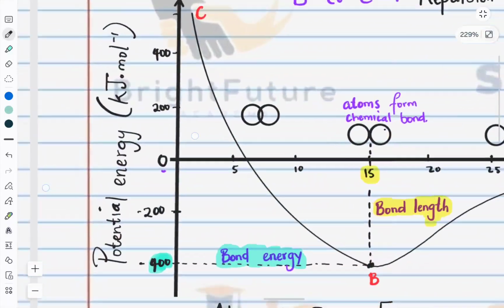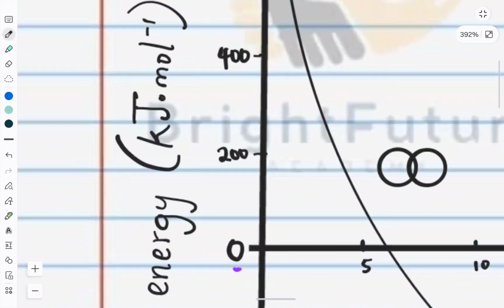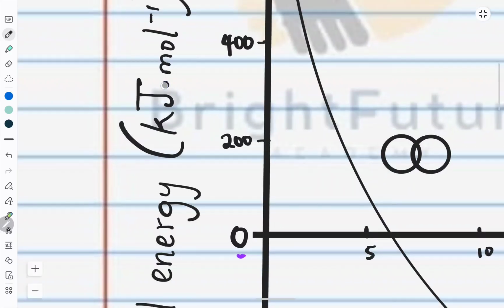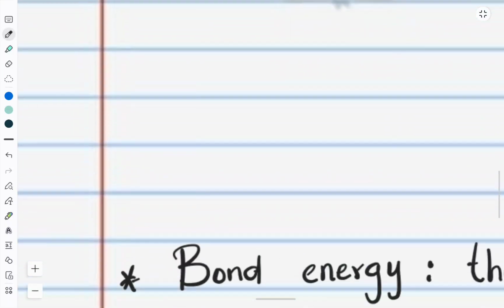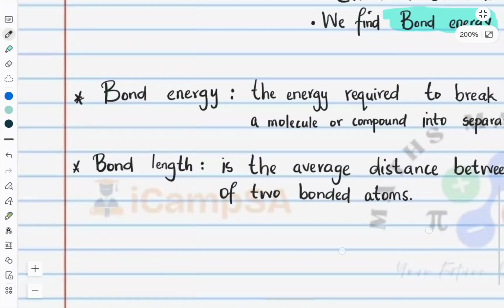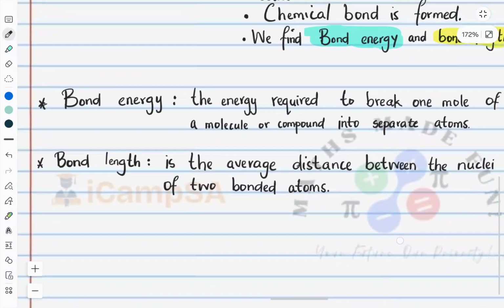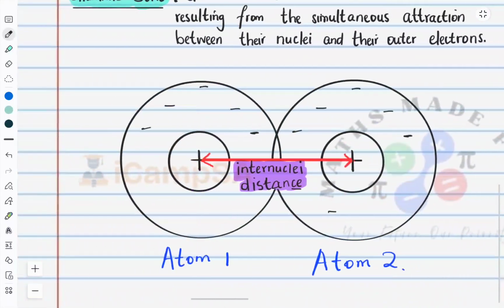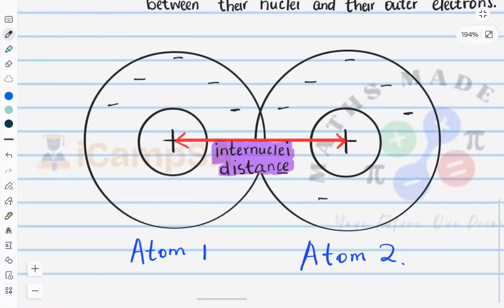That's why when we report bond energy, it's in kilojoules per mole. It means how much energy would I need to break just 1 mole of that molecule. And then bond length. Bond length is the average distance between the nuclei of two bonded atoms, which is what I showed you here, this internuclear distance. All right, so that is what we call bond length.